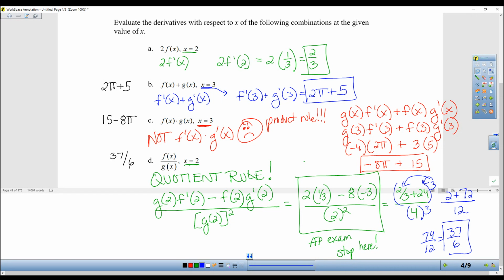So if this had been a multiple choice question on the AP exam, you're going to see it as 37/6, which is how they see if you know how to do the math. But on the open-ended, you should stop at that green spot.